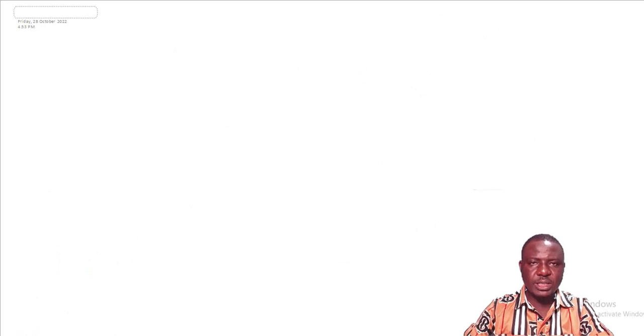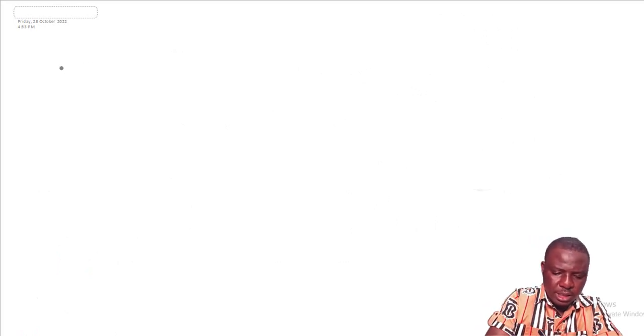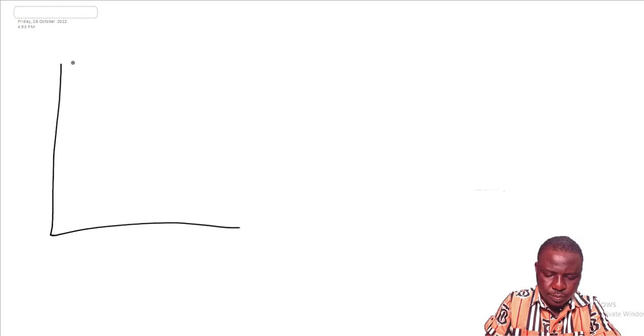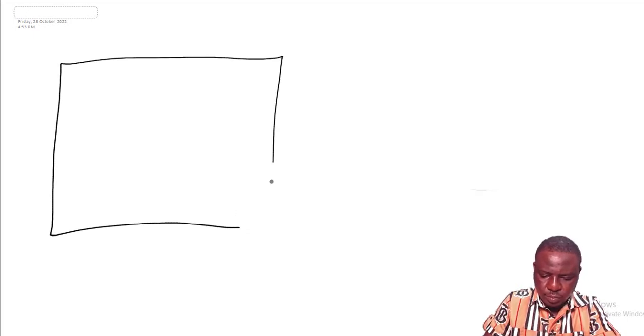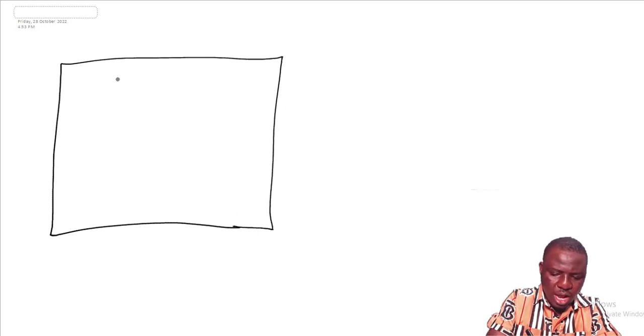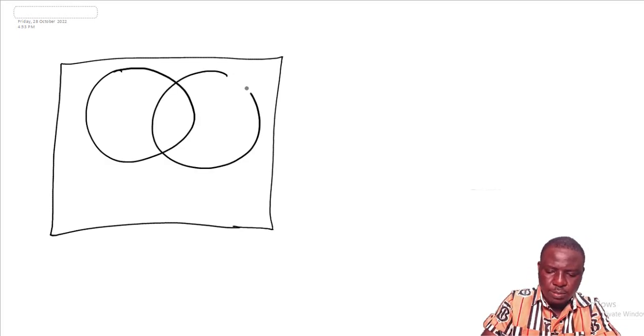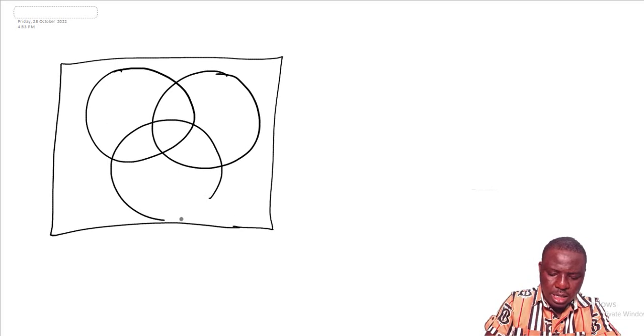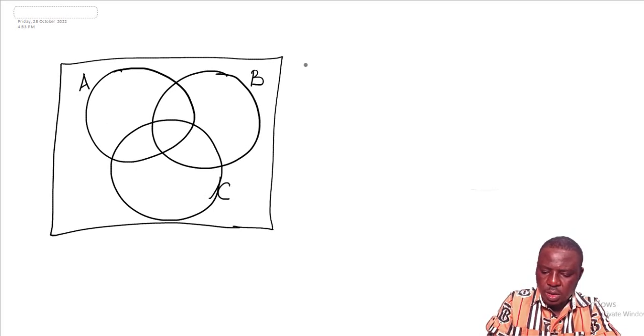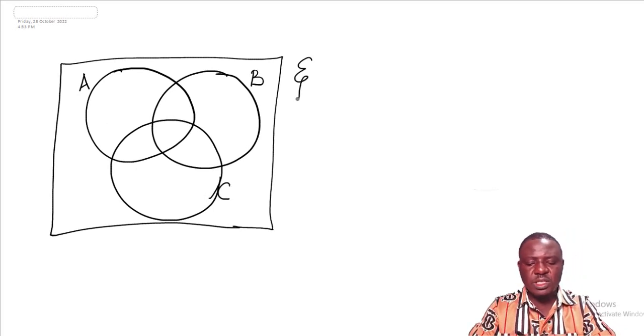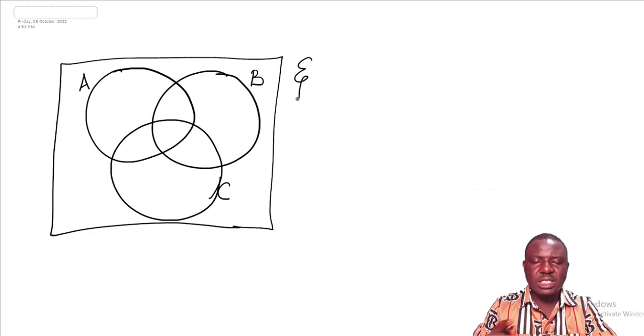For a 3 subset problem, this can be represented this way, where we have set A, set B, and a set C. If I call this A, B, and C, while this is said to be the universal set. And the universal set is said to be a sum total of all the regions we have here.